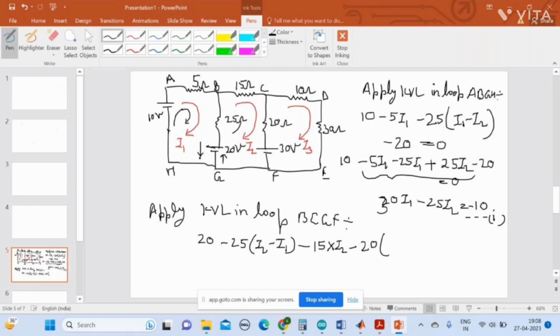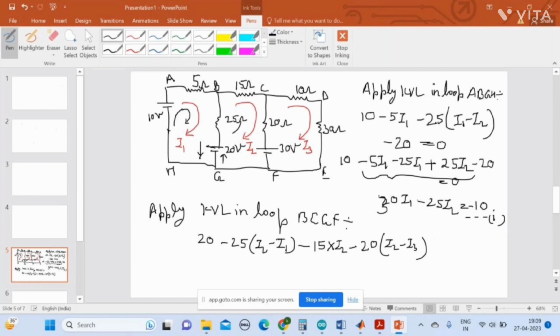Whatever loop we are taking, we will consider the direction of that loop current. If we are taking the third loop, that is C, D, E, F, we should take the direction of I3. Then the current across 20 ohm will be I3 minus I2. But in our case, we are taking the second loop, that is B, C, F, G. Therefore, the current across 20 ohm will be considered as I2 minus I3. Therefore, the potential drop across 20 ohm will be represented by minus 20 into I2 minus I3. And the current direction in 30 volt is from positive to negative. Therefore loss is occurring. Therefore it is represented by minus 30, equals 0.